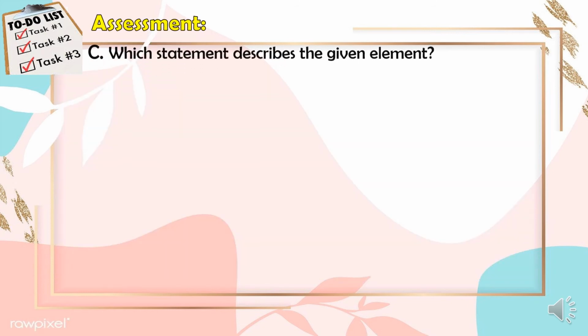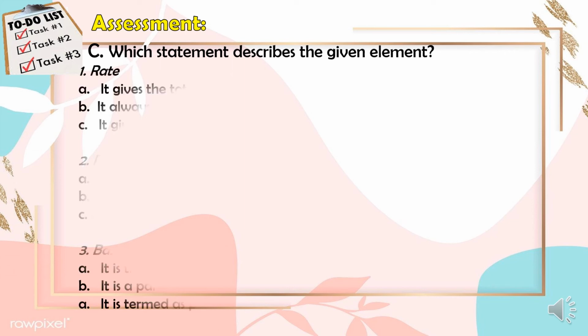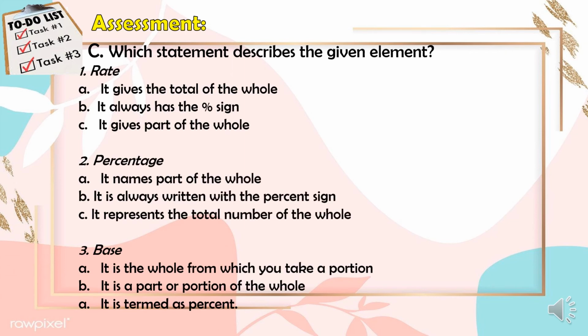So let's move on to letter C, which statement describes the given element. For number 1, that is rate. Letter A, it gives the total of the whole. B, it always has the percent sign. Or C, it gives part of the whole. And number 2, percentage. A, it names part of the whole. B, it is always written with the percent sign. Or C, it represents the total number of the whole.